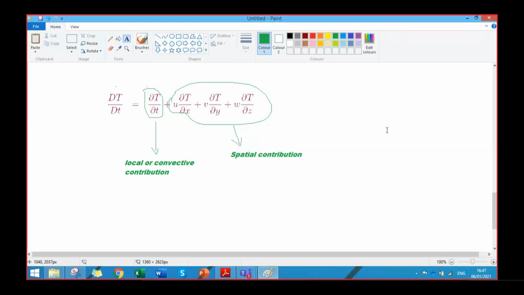The local or the convective contribution is explaining the change in the property with respect to time, the Lagrange description, right? What is happening with respect to time? And the spatial contribution is defining the change in the property with respect to the change in location, the Euler description. Clear?